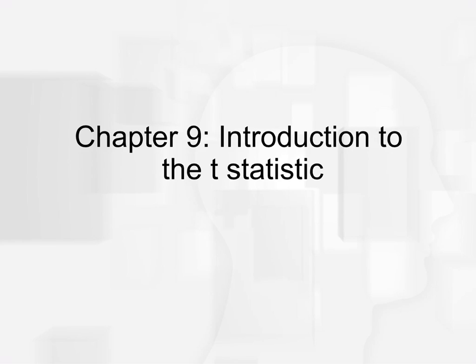In Chapter 9, you learned how to do a hypothesis test, and the test statistic that you used was the z-test statistic. The process for doing a hypothesis test can also be done with a t-test statistic, and that's what Chapter 9 is all about. Chapter 9 and Chapter 8 are very similar, but there are some subtle differences that I'll be explaining in this presentation. So let's go to the first slide.